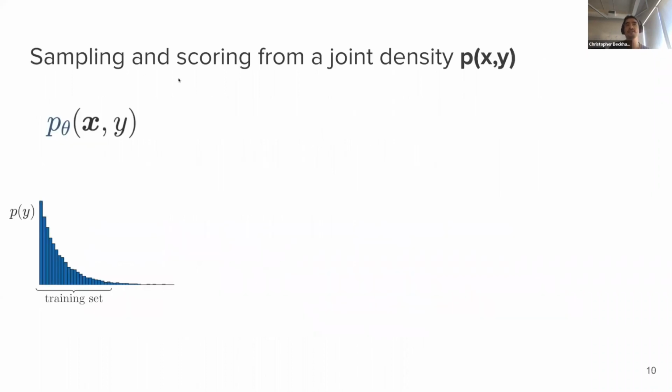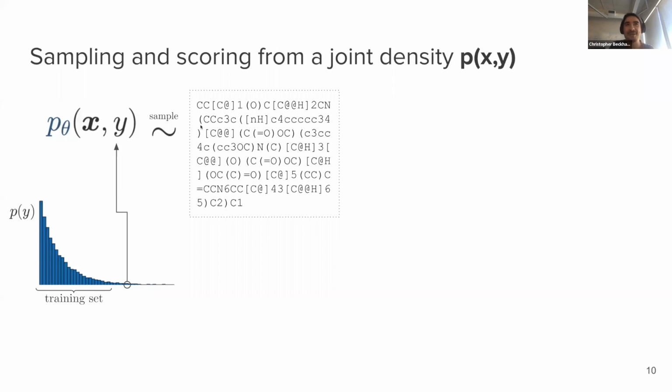So let's take, for example, sampling and scoring from a joint density. Let's assume that we have a joint density P of theta, x and y, and maybe it was trained on this training set. I'm just showing the distribution of y, but imagine that for all examples in the training set where the y's are in this region, we train this density. At test time, we want to condition on a y in this region. I'm assuming we have some fancy text generative model that can sample an ASCII representation of the molecule, or it could also be a graph.